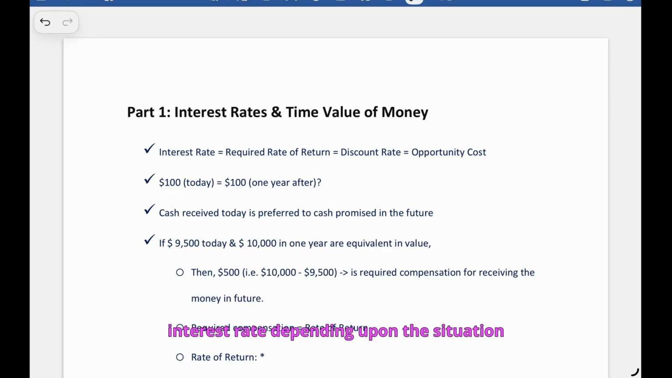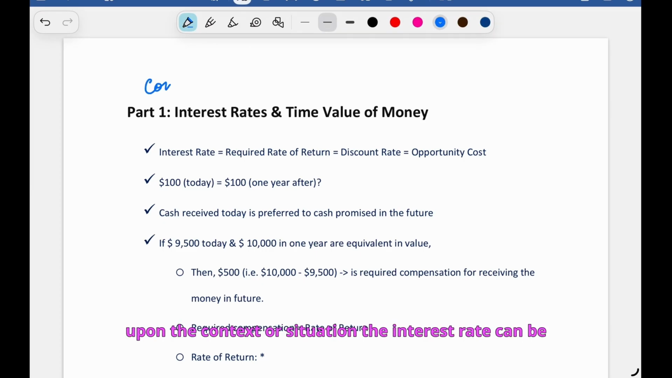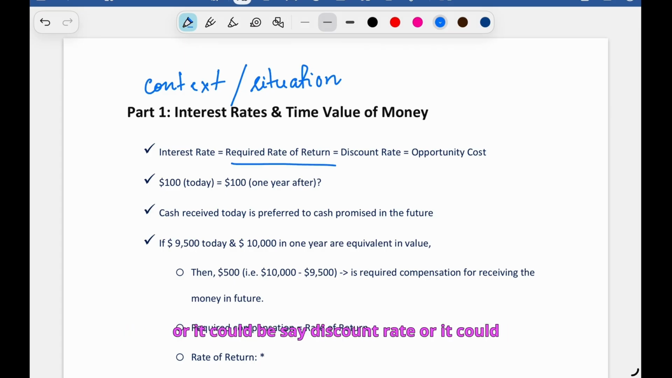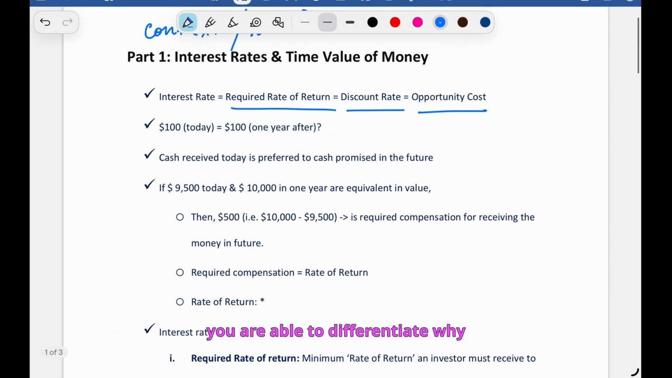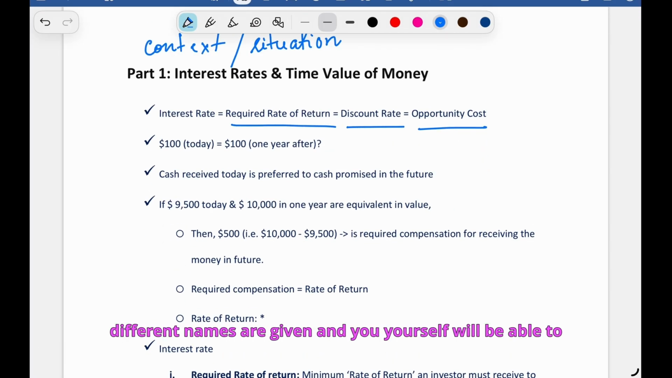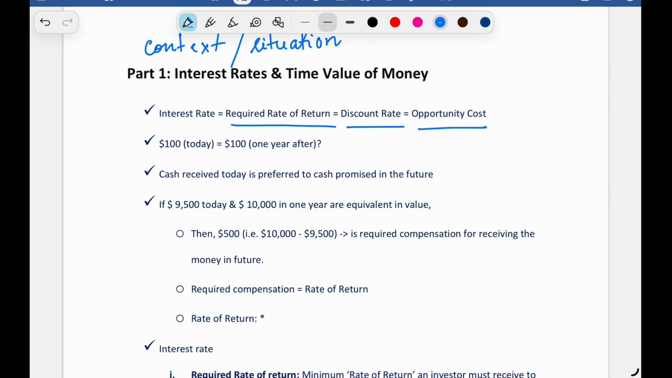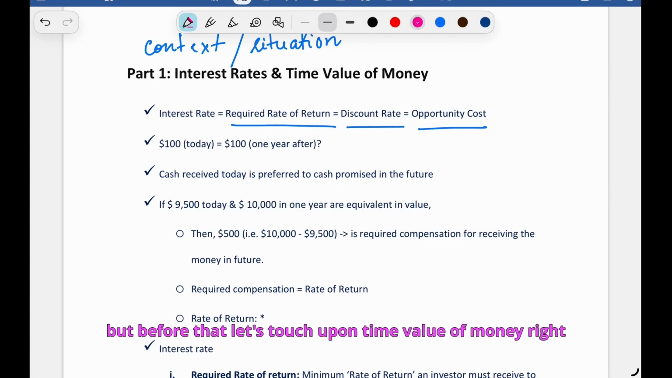And this interest rate, depending upon the situation or the context, can have a different name. They are one and the same, but depending upon the context or situation, the interest rate can be called required rate of return, or it could be discount rate, or it could even be called opportunity cost. And I'm going to give you all those contexts and situations so that you are able to differentiate why different names are given, and you yourself will be able to use these names as per the context. But before that, let's touch upon time value of money.